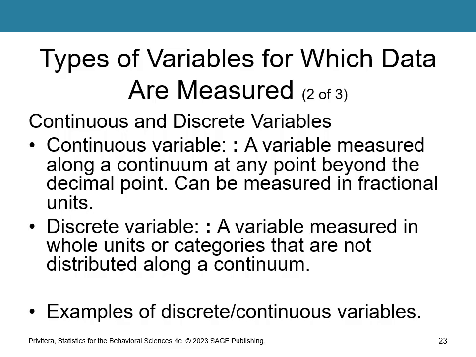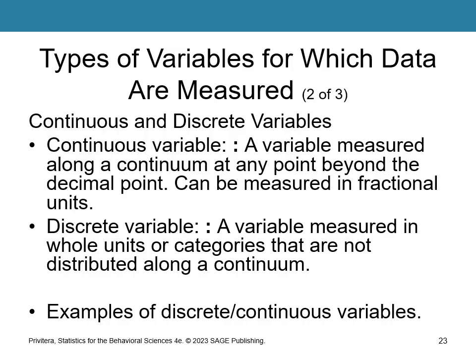Other continuous variables include height, weight, temperature, the amount of time to complete a task, and the size of a reward in grams. Discrete variables, on the other hand, can only take on specific separate values, usually whole numbers or categories. You can't have 2.5 siblings or attend 1.7 classes. Examples of discrete variables include number of students in a class, number of children in a family, number of errors on a test, body type categories.